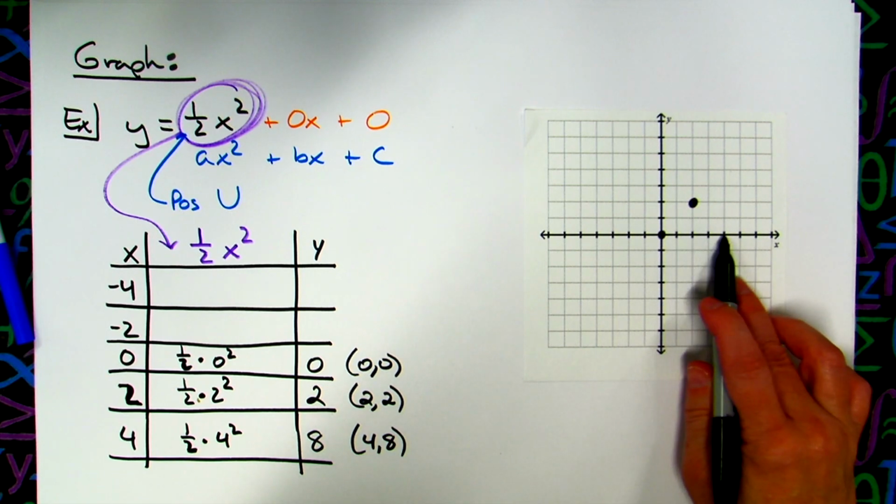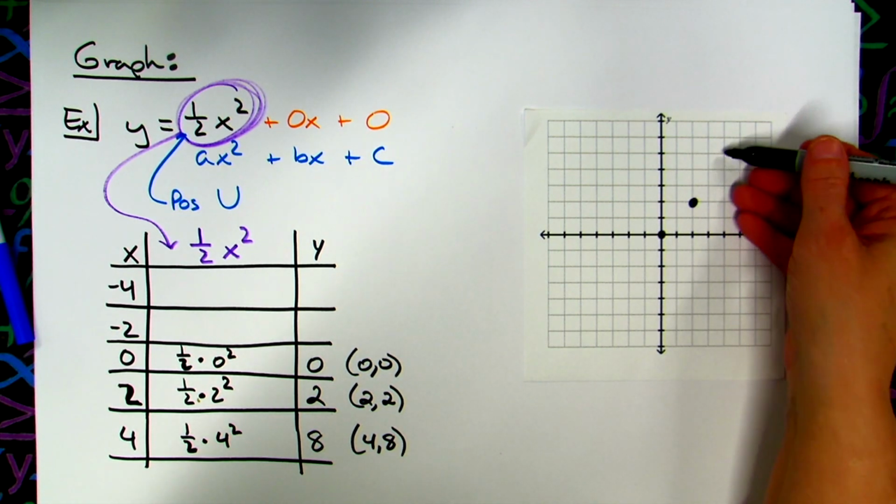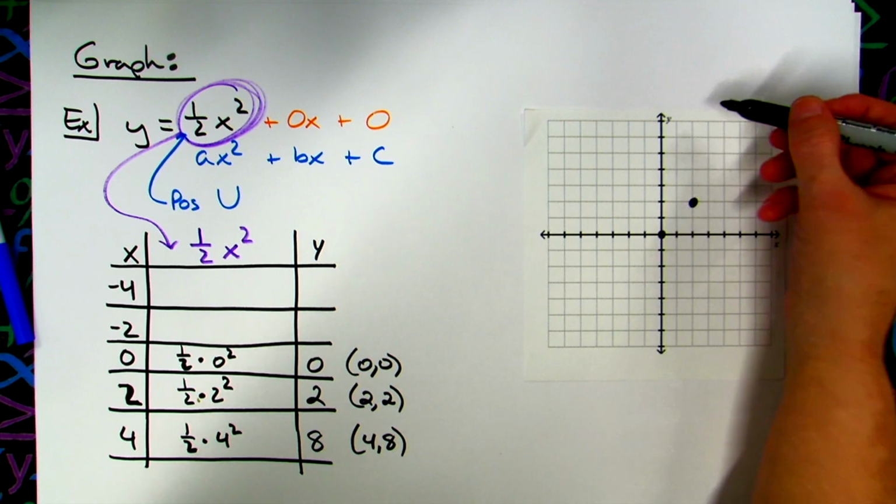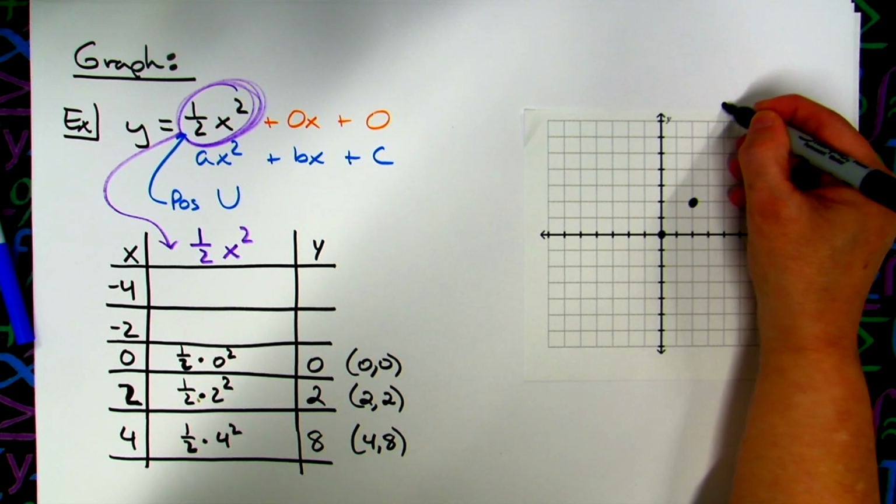1, 2, 3, 4. 1, 2, 3, 4, 5, 6, 7. I'm only off by 1. I think 8 goes on your graph paper.